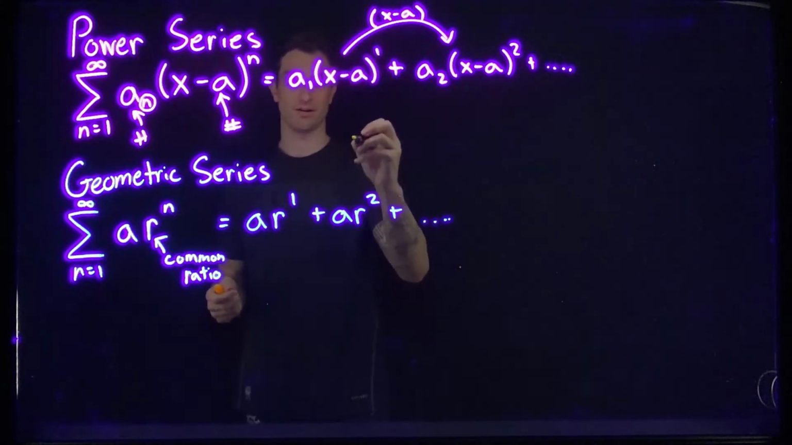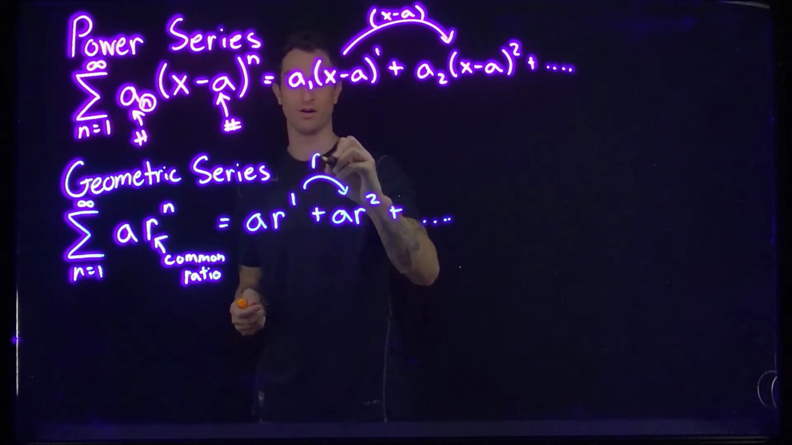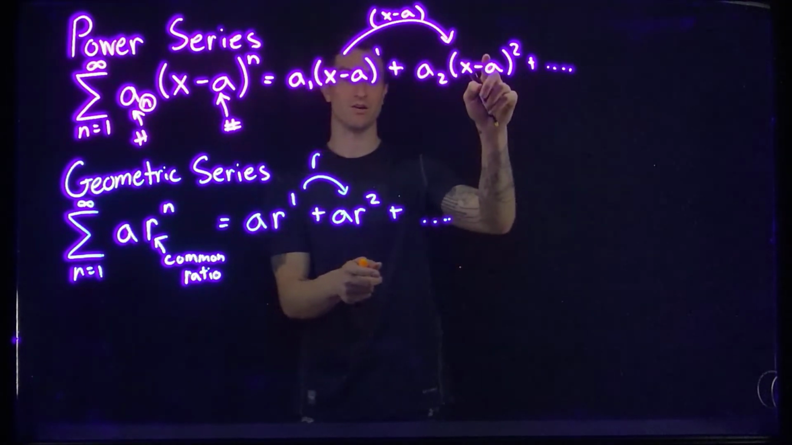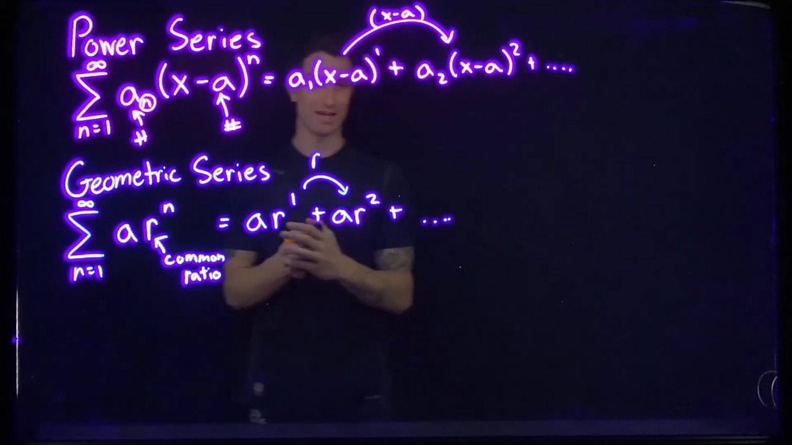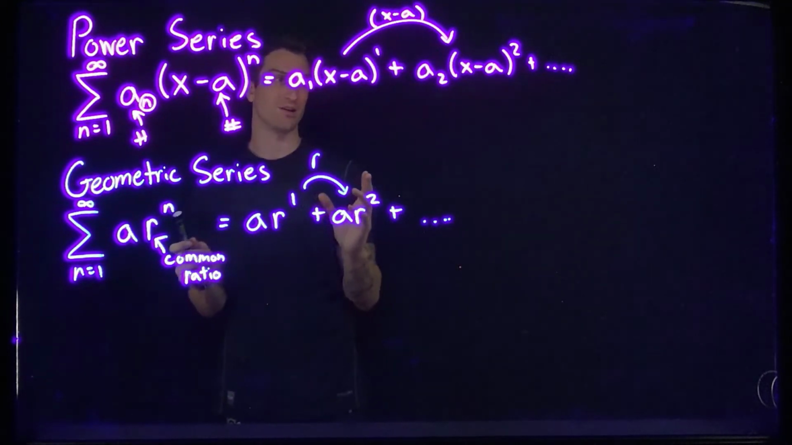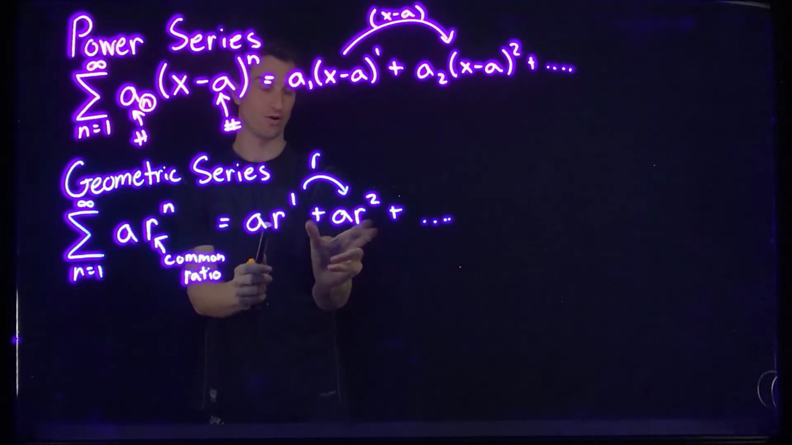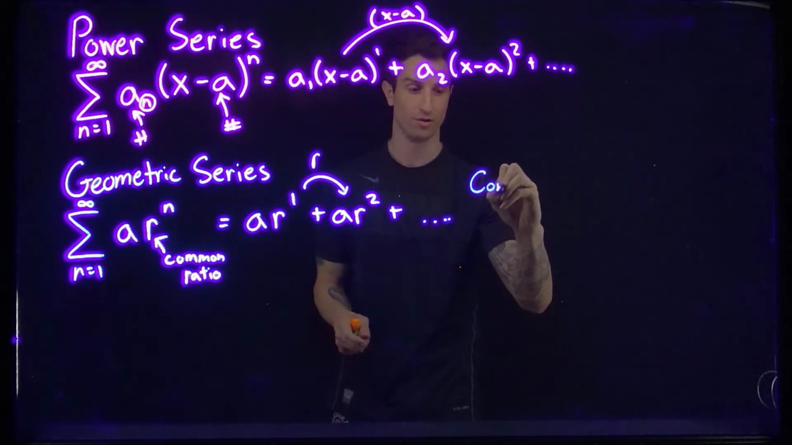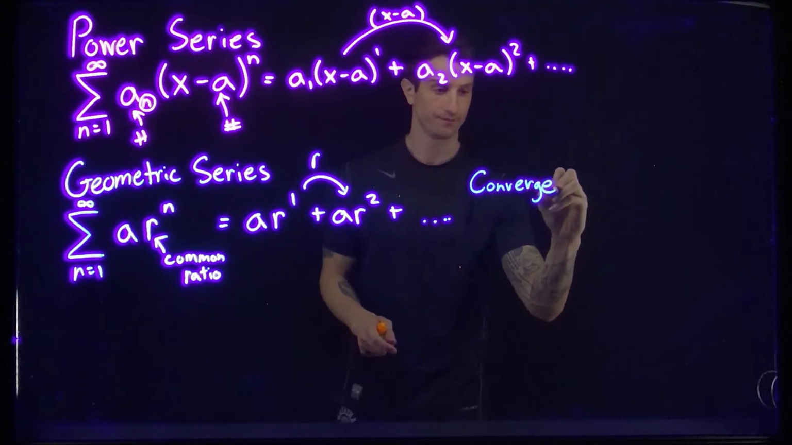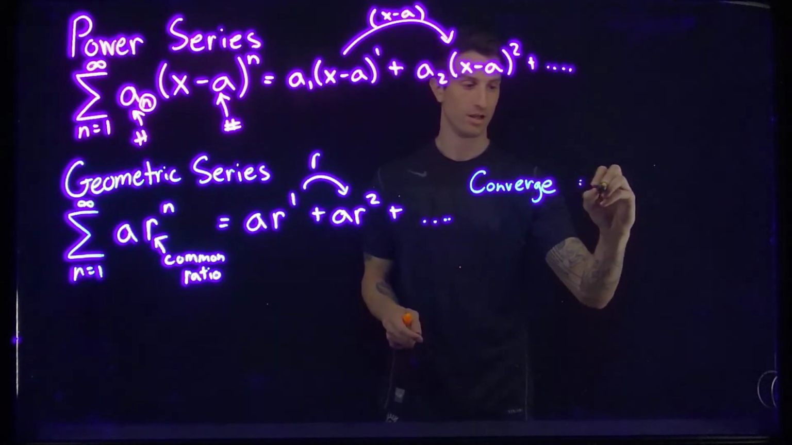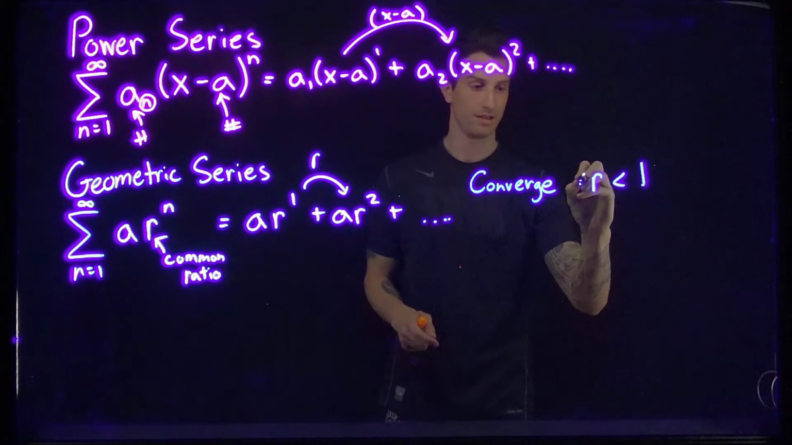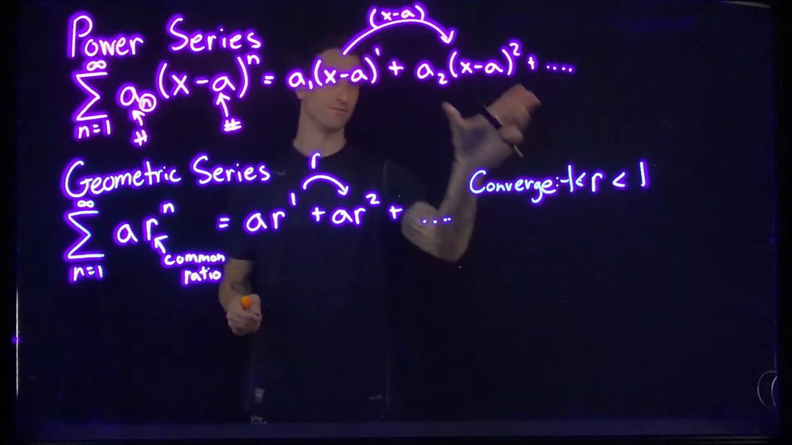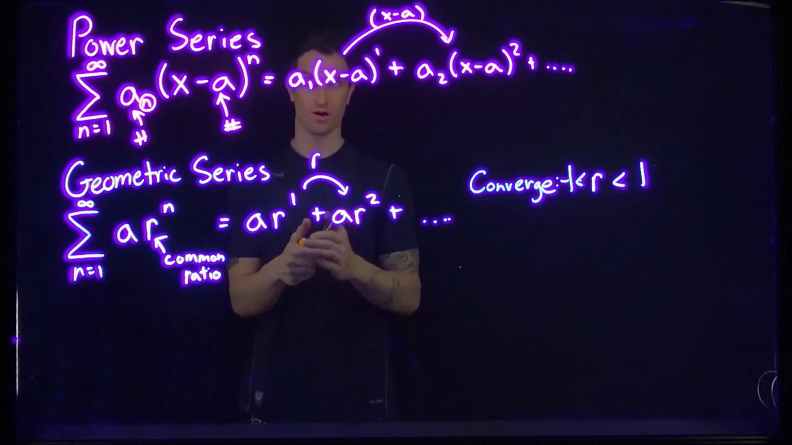The only difference here is that between terms we're multiplying by r. It's a very similar pattern. From here to here I'm multiplying by r, and from here to here I'm multiplying by x minus a. So we have the same kind of thought process on convergence. If we remember for geometric series, this is our rule: we converge if r is between 1 and negative 1. We're going to take this knowledge and use it up here with our power series.